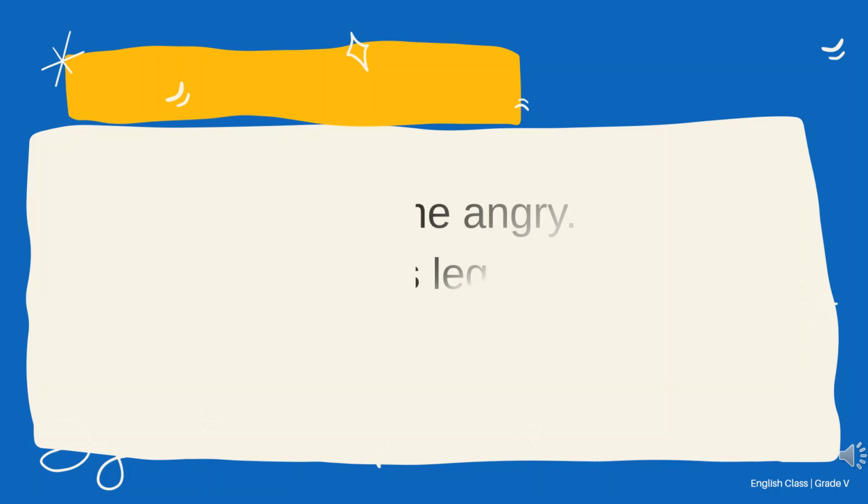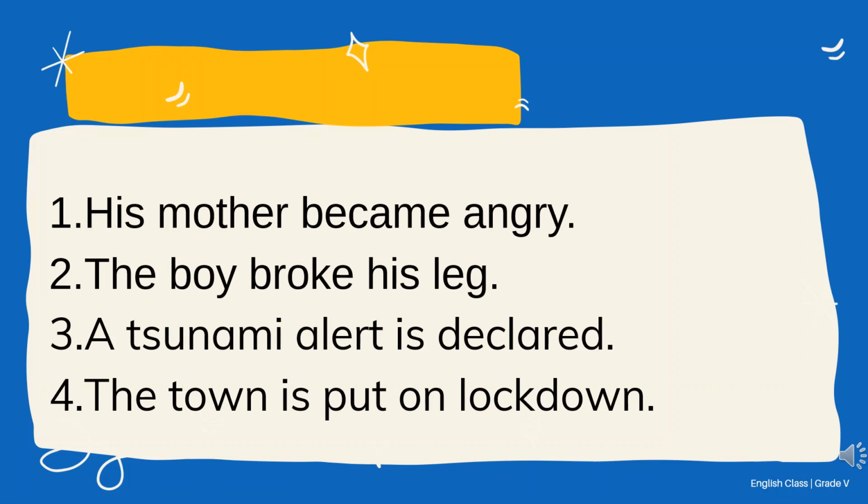Now let us examine the groups of words that represent the effect. Number 1. His mother became angry. Number 2. The boy broke his leg. Number 3. A tsunami alert is declared. Number 4. The town is put on lockdown.